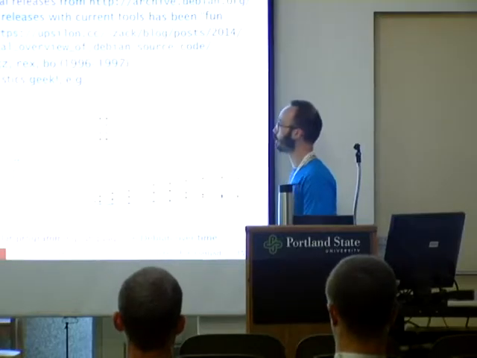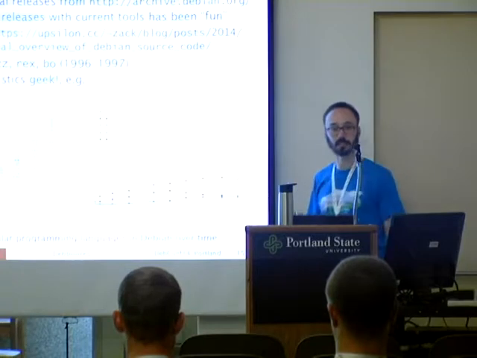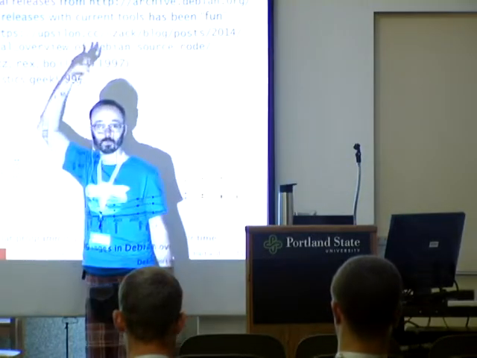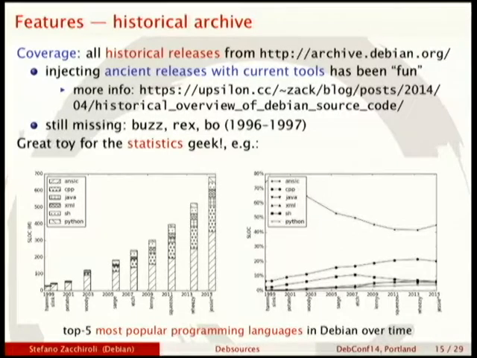So that's a kind of toy for the statistics geek. So if people want to do stuff like monitoring what is the most popular programming language in Debian since the end of the 90s up to today, you can do those kind of investigations. So for instance, I'm not sure what I'm showing here. So this is the number of SLOC of C, C++, Java, XML, shell, and Python, which are the top languages over time. And here you should see how they evolve.